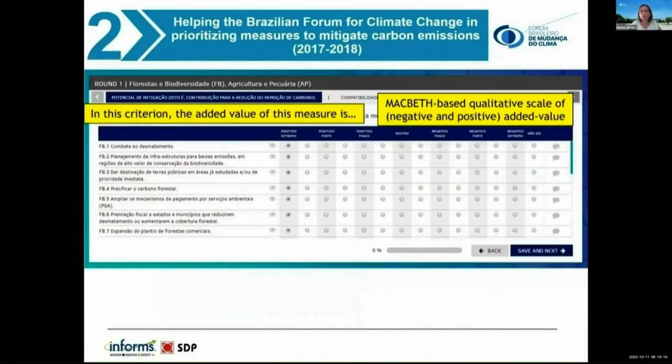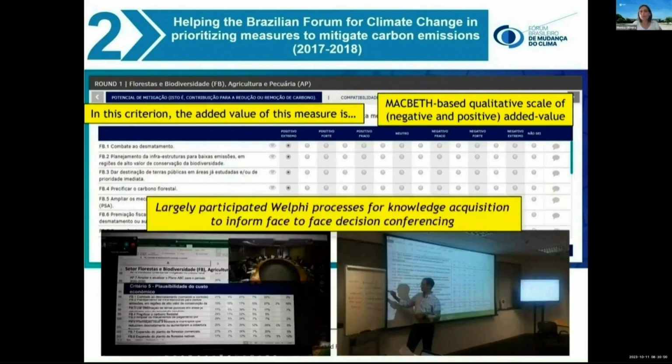In the second project, to help the Brazilian Forum for Climate Change in prioritizing measures to mitigate carbon emissions, we have devised a questionnaire in which we could ask, in this criteria, the added value of this measure is, and using a Macbeth-based qualitative scale with a negative and a positive part. This information collected from a large number of people was the starting point for a decision conference that really benefited from that previous knowledge acquisition.